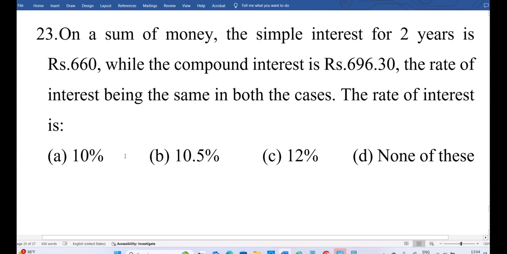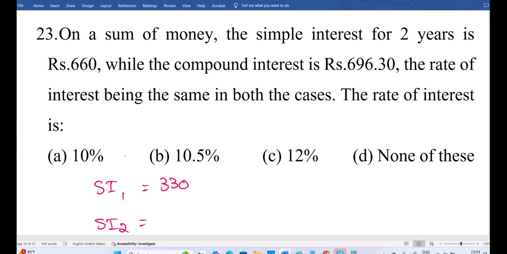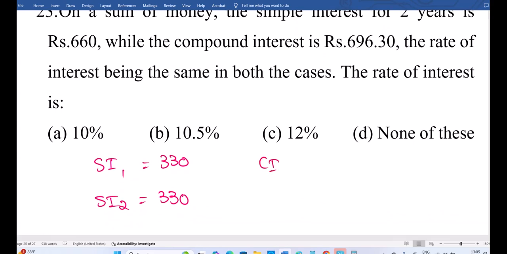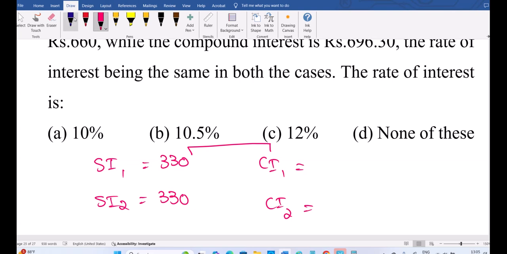See, first year, simple interest 660 for how many years? So first year how much, second year how much? 330, 330. Generally, simple interest is the same for every year, unless you paid something back. Simple interest for the first year and compound interest for the first year are both the same. If it is compounded half yearly, then it would be different. But if not mentioned, we'll take compound annually. So here 330 means here also 330.